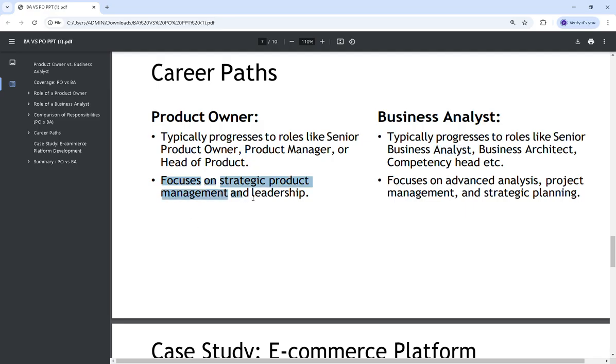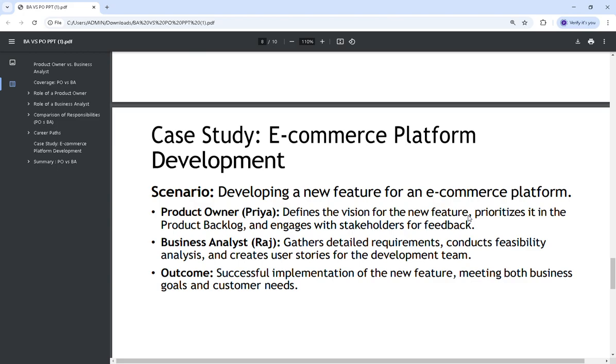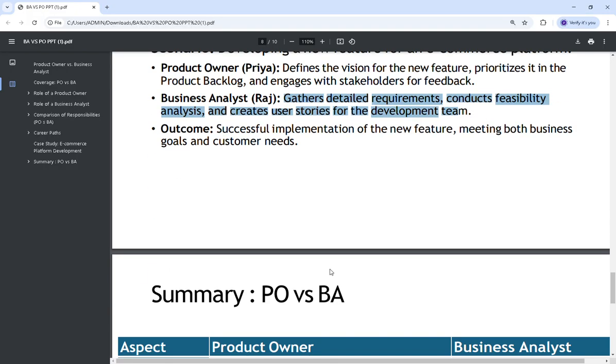Focuses on the strategic element that we discussed already, focuses on the advanced we already discussed. So this is one of the case studies. That case study is for the product owner who defines the role, what exactly: engaging new features, prioritizing the feature backlog, what exactly the role is, how he gathers the requirements. We discussed all these things. This is the successful implementation of the need.